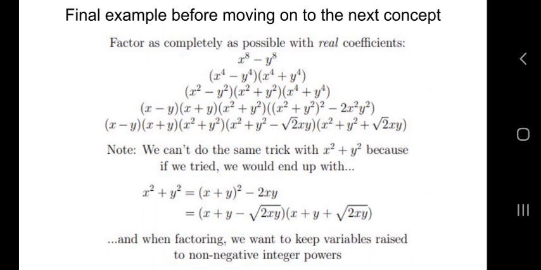So, as a general heuristic, try to factor as a difference of squares before factoring as a difference of cubes. So we get x to the 4th minus y to the 4th times x to the 4th plus y to the 4th.